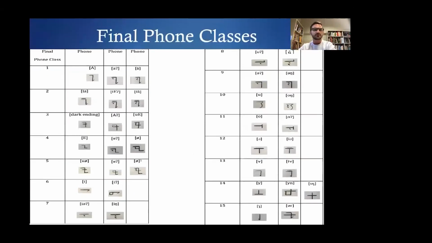And this is the same chart for the final phone classes. So here you can see again, there's no dots in this one. So it's just a regular "ah," and then you've got the glottal stop and the nasalized. And you can stop the video if you want to take a look.